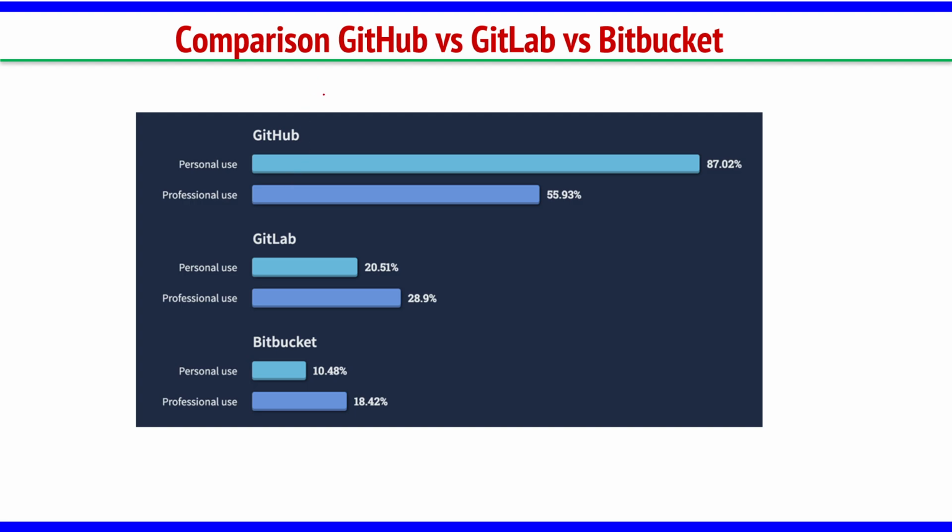In a recent survey made for developers, it has been observed that for personal use, 87.02% usage is there on GitHub. Developers have voted saying that they use GitHub this much, and for professional use it is used this much. Whereas GitLab and BitBucket, if you see, have very little market share.